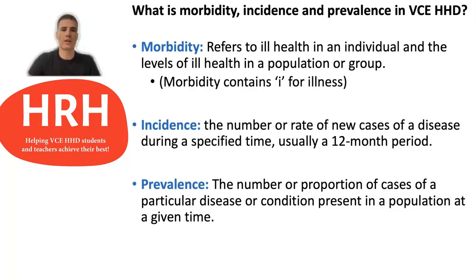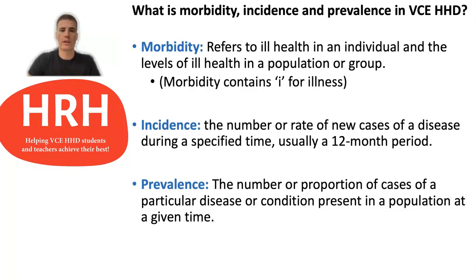Incidence is looking at the number or rate of new cases of a disease during a specified time, which is usually a 12-month period. You really should focus on the fact that it's referring to new cases, and we'll look at some data in a moment to help you get your head around this.